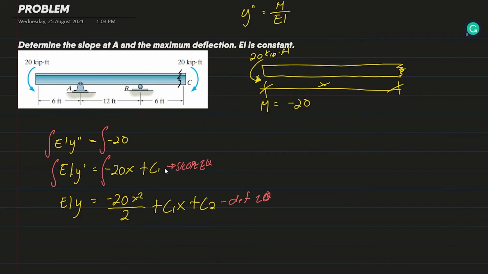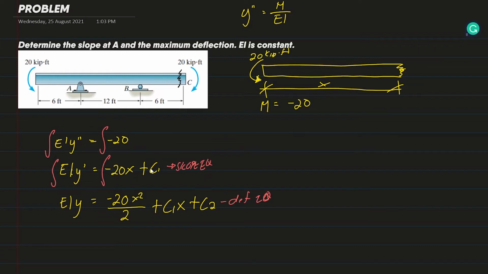Now, before we can proceed to solving the slope at A and the maximum deflection, we need to determine first the value of our arbitrary constants. Itong C1 tsaka C2, ano yung mga values ng mga yan. So, how are we going to do that? Again, we use conditions. Ano ba yung mga alam na natin with our beam without solving any things?